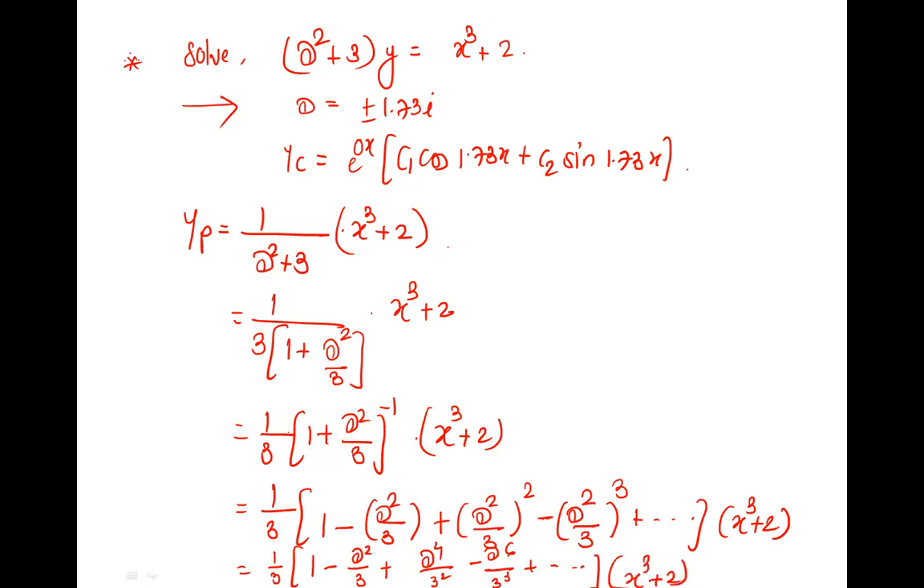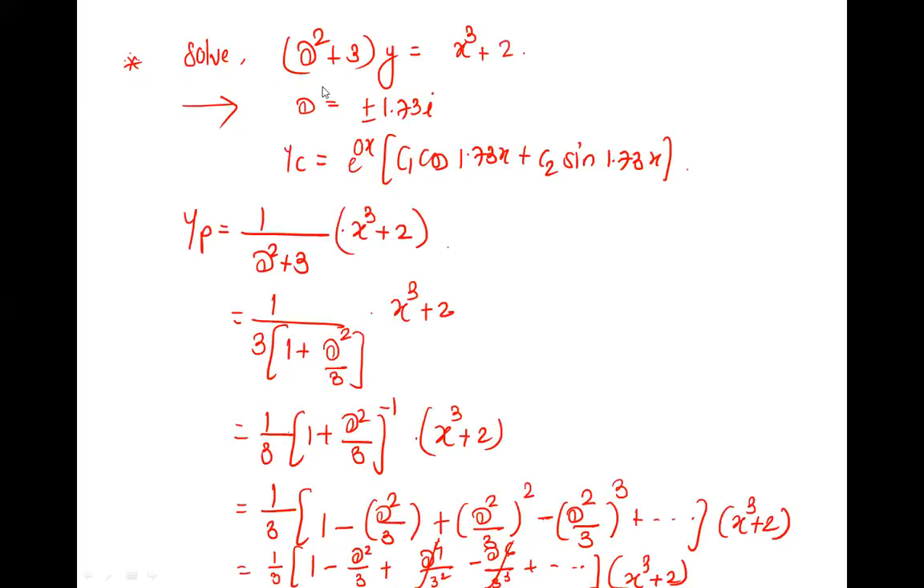What will get deleted here? D raised to 4 and d raised to 6 will go, because the derivatives become zero. Right, only these two remain. So it is 1 by 3 into 1 minus d square by 3, on x cube plus 2. Done. The next is just multiply inside, 1 into this.